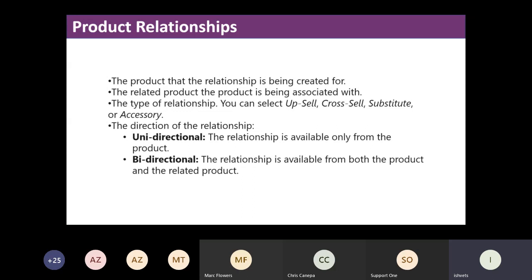So the direction of the relationship can be unidirectional or bidirectional. Let's say if you sell one, the relationship is available only from one product to another. Bidirectional is two ways: if you sell product A, it will suggest selling product B, and if you sell product B, it will suggest product A as well. So again, this could be a part-time job in itself, just setting the products, setting the relationships, and monitoring all this.